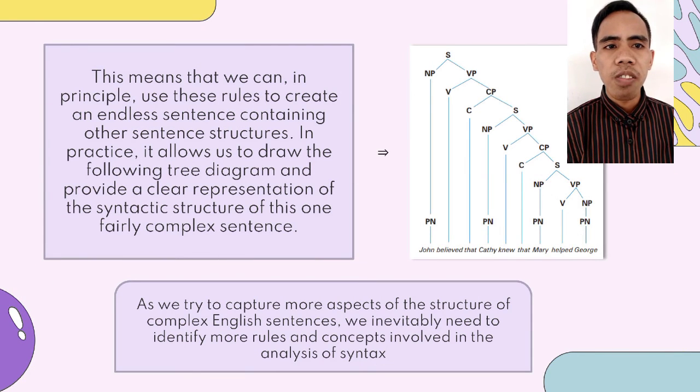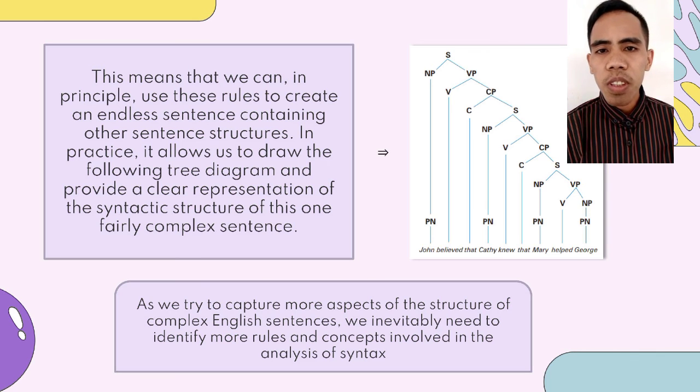This means that we can, in principle, use these rules to generate endless sentences containing other sentence structures. In practice, it allows us to draw the following tree diagram and provide a clear representation of the syntactic structure of this fairly complex sentence. Thank you very much.